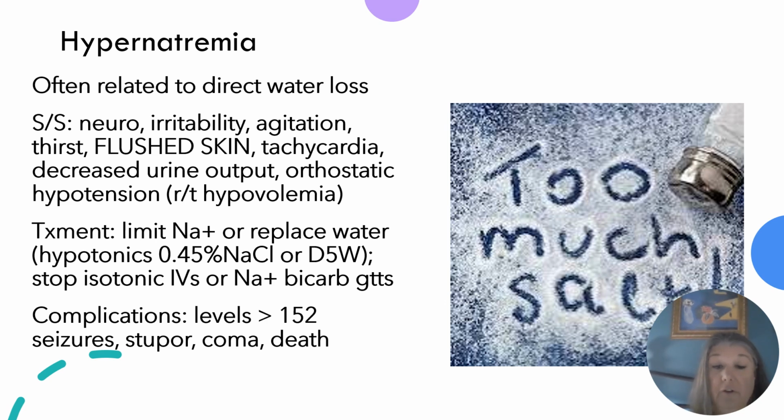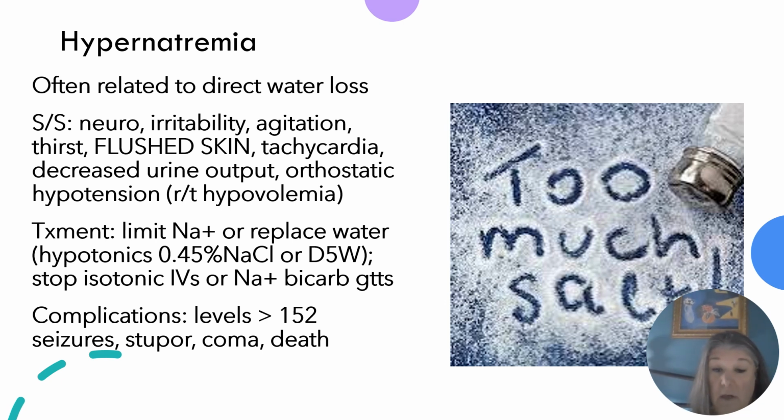Hypernatremia. This too can be related to direct water loss. This is most often when we see hypernatremia, to be honest, and that means that we had some sort of fast, quick fluid loss, and the salt got left behind. Our signs and symptoms: neuro again, irritability, agitation. The skin's going to get flushed. We're going to have tachycardia, decreased urine output, right? Orthostatic hypotension again, and that is related to the hypovolemia.